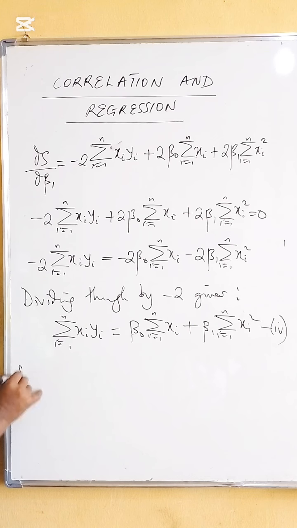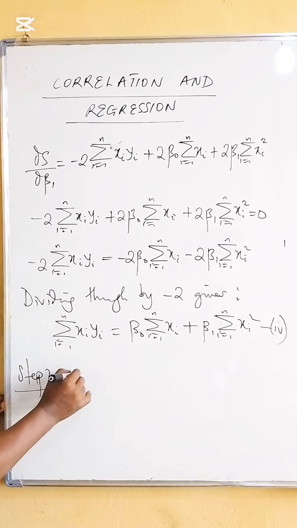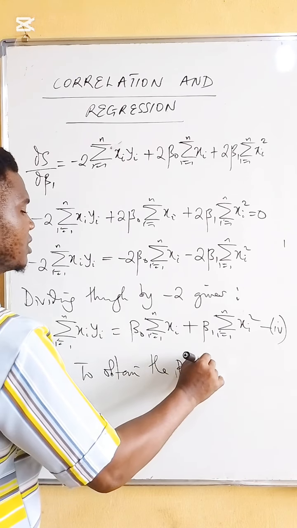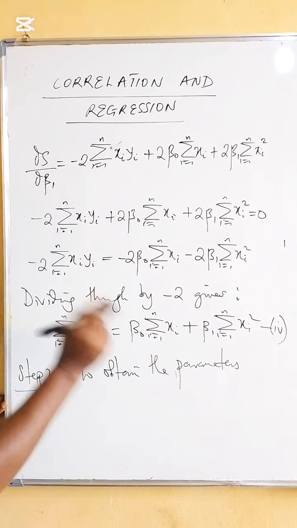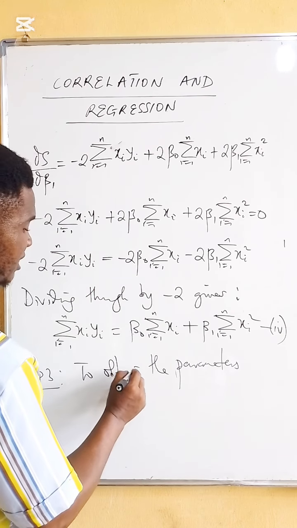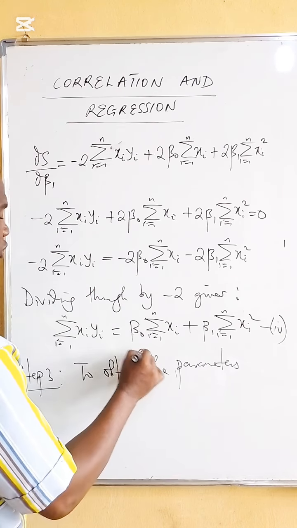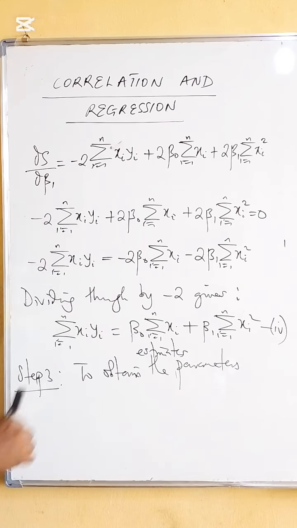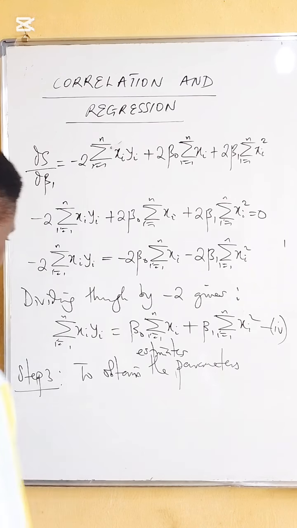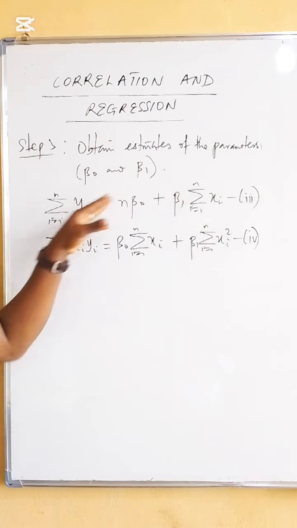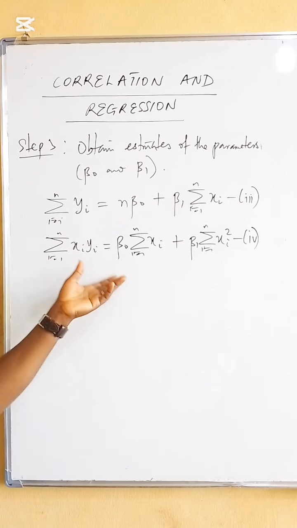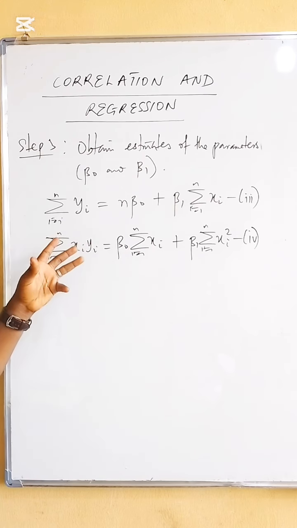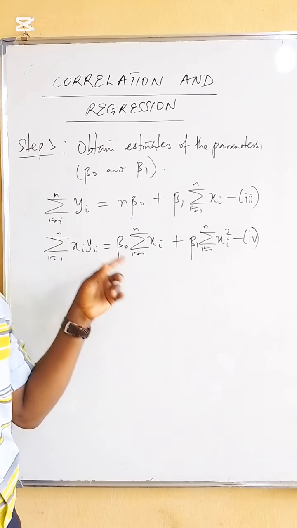The next step, which is my step 3, will be to obtain the parameters. We are going to obtain estimates of the parameters, beta naught and beta 1. Now, to obtain the estimates of the parameters means solving equation 4 and equation 3 simultaneously. Let's do that. So, to obtain the estimates of the parameters beta naught and beta 1, we are going to solve this system of equations simultaneously.